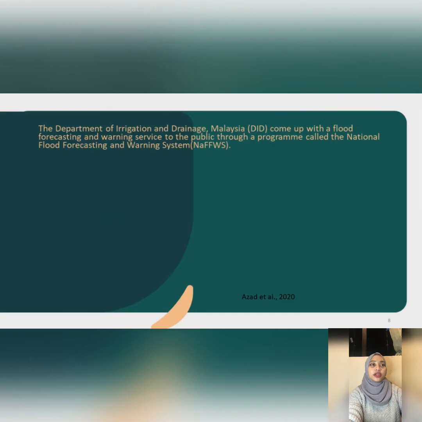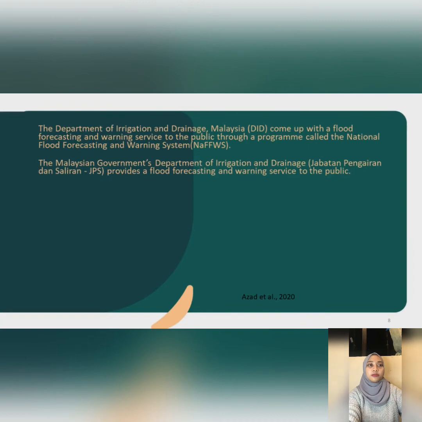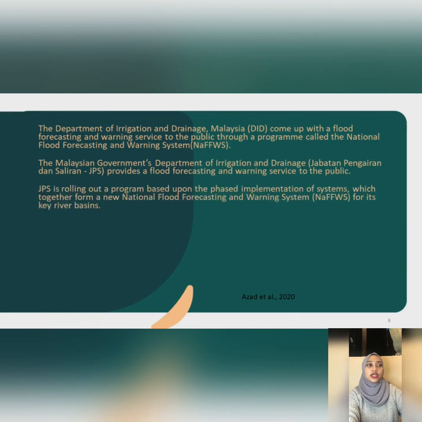The Department of Irrigation and Drainage Malaysia (DID) comes up with the flood forecasting and warning service to the public through a program called the National Flood Forecasting and Warning System. The Malaysian Government Department of Irrigation and Drainage, Jabatan Pengairan dan Saliran, provides a flood forecasting and warning service to the public. JPS is rolling out a program based upon the phased implementation of systems, which together form a new national flood forecasting and warning system for its key river basins.